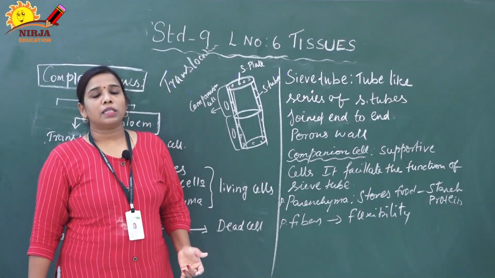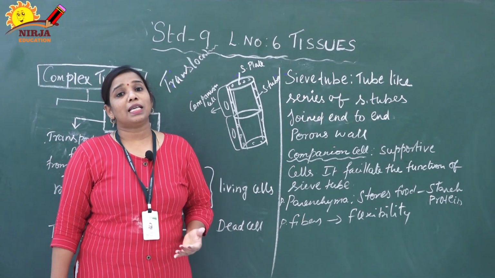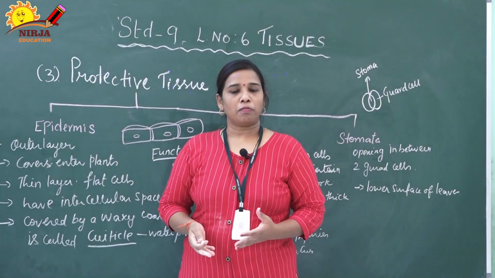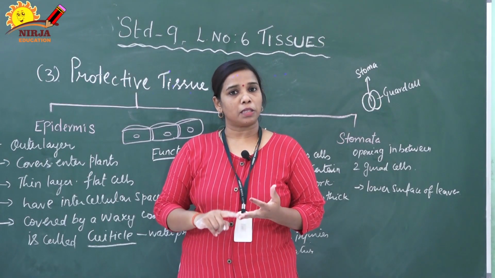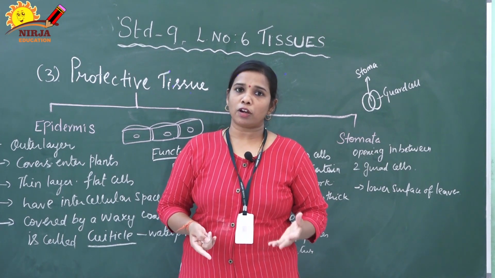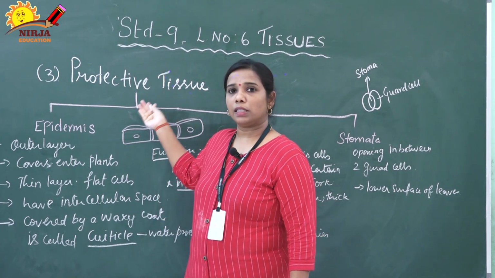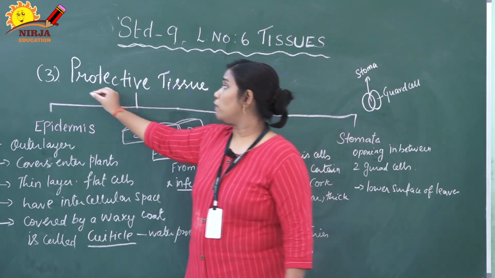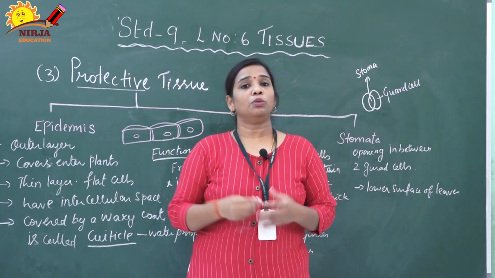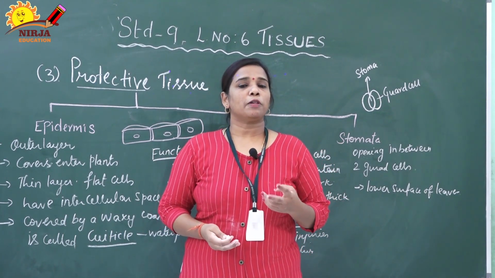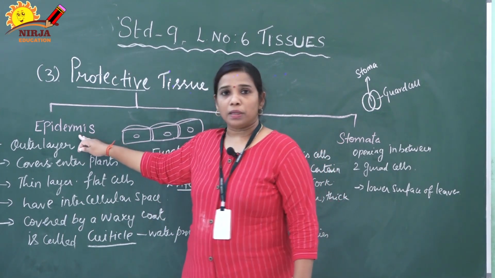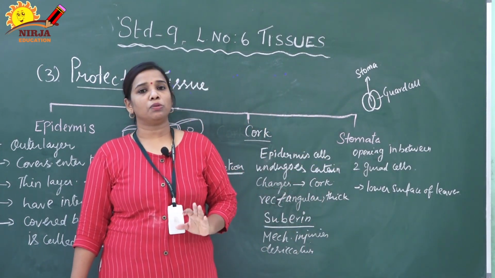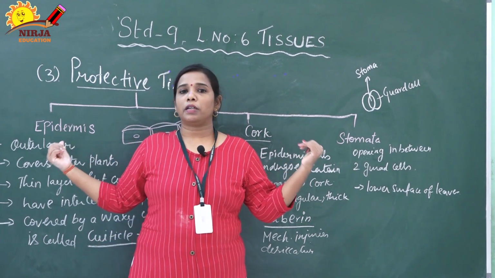Next we are going to discuss protective tissue, the last category of plant tissue. There are three types of plant tissue, as we already learned: meristematic tissue and permanent tissue, and their types and functions. Now we are going to discuss protective tissue. The main function of protective tissue, as the name itself shows, is to give protection to the plant. There are three types of protective tissue: one is epidermis, second is cork, and third is stomata.